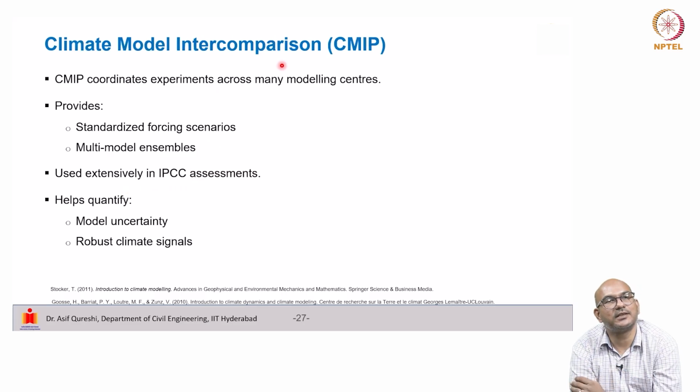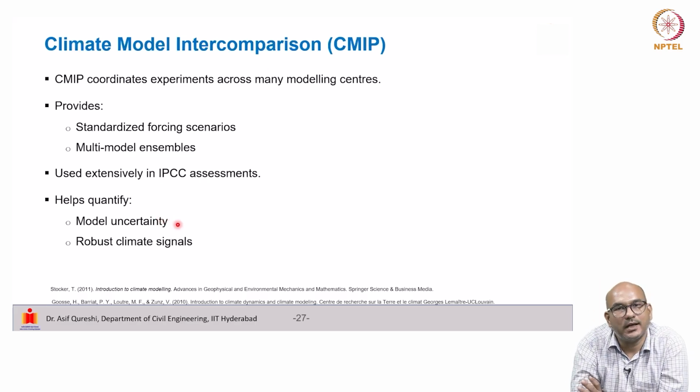When we do this intercomparison, we are able to check model uncertainty. Which model is more uncertain in describing some output? What is the variability? How do the models differ from each other? What is the magnitude of the difference, 10%, 20%, 30% between different models? So, model uncertainties can be evaluated.